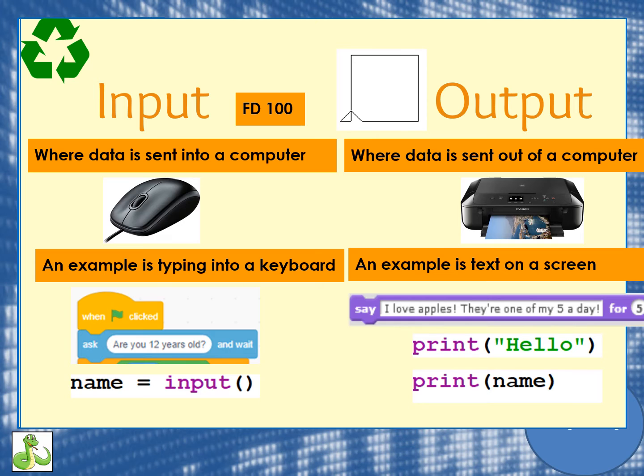Remember in Logo, when we type something in such as FD100, it will draw something, but our input is typing into the computer. And you can see a picture of our square in Logo, and that is our output, because that is what would appear when we give it an instruction. We've also looked at Scratch. If you're asking the user something, you're waiting for an input, and when you say something, that's an output.